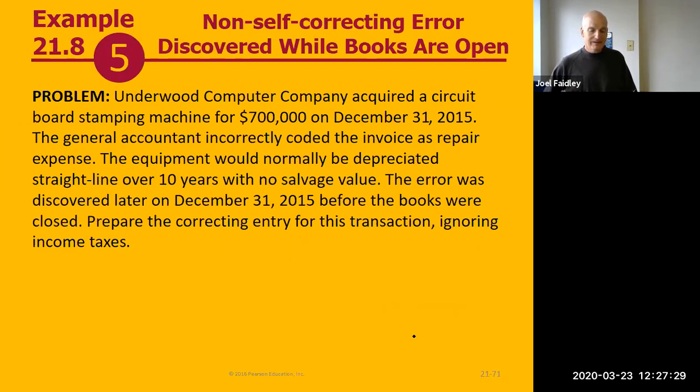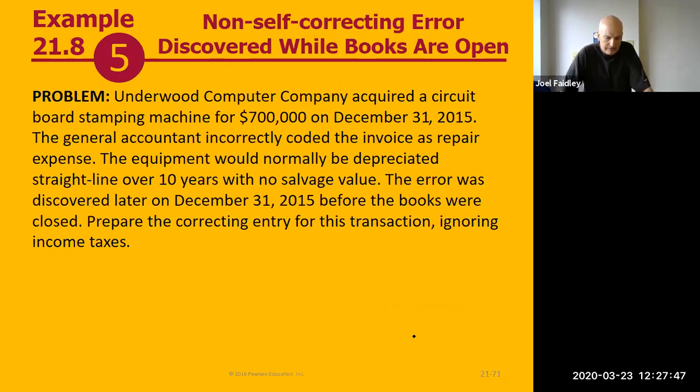All right, what about non-self-correcting? Like that CapEx versus maintenance. Unless somebody's going through your ledger, like an auditor, and finds it, you're never going to catch that. It's not likely. Not self-correcting.